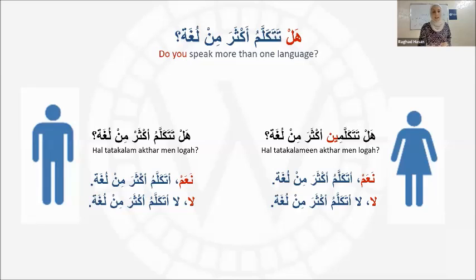أيضا مرحبا. مرحبا أهلا. هل تتكلمين أكثر من لغة؟ نعم، أنا أتكلم أكثر من لغة. كم لغة تتكلمين؟ ثلاث لغات. ممتاز، شكرا. أحسنتِ. So هي تتكلم ثلاث لغات. ممتاز، شكرا جزيلا.